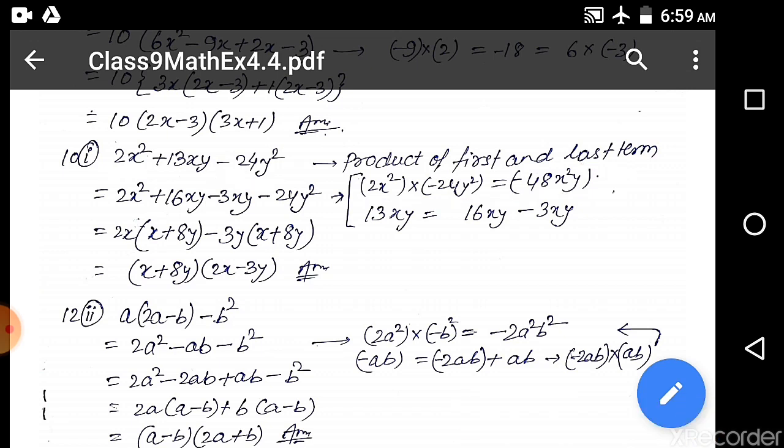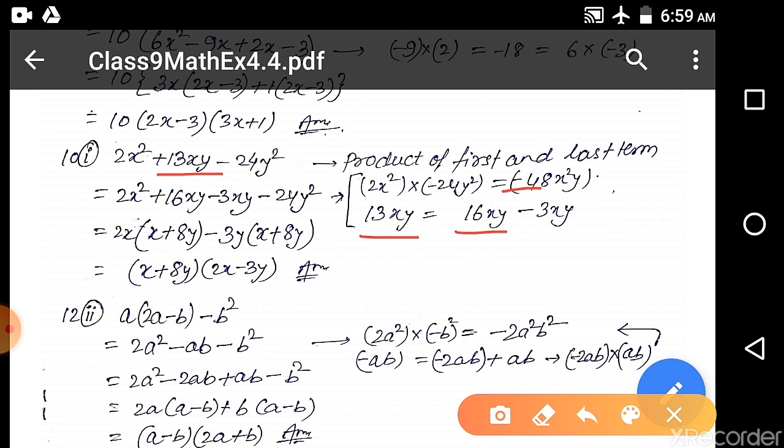As we have the negative sign here, the product is negative, so that means we will split the middle term 13xy in such a way that after subtracting we will get 13. So for this 13xy we will write 16 minus 3. Here 16 into 3 is 48. 16 into minus 3 gives us minus 48, and xy into xy is equal to x square y square.